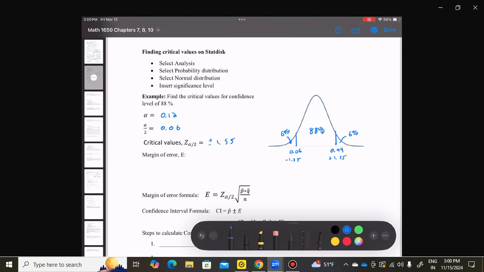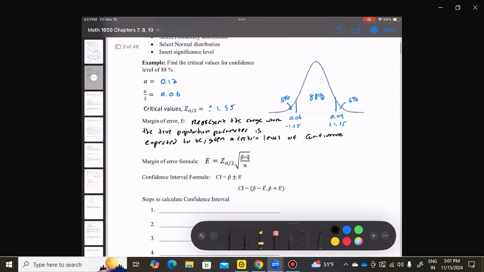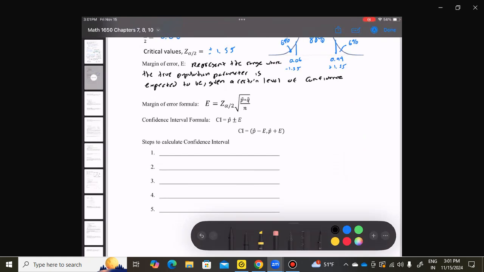Okay. Margin of error represents the range where the true population parameter is expected to be given a certain level of confidence. There is a formula to find it: z alpha over 2, which is the z-score, that's why we have to find the z-score, times the square root of p hat q hat over n. And then we take that margin of error and we add it and subtract it to the sample proportion to find the interval itself.